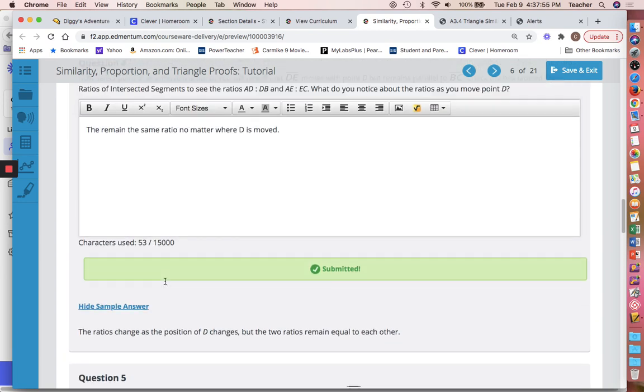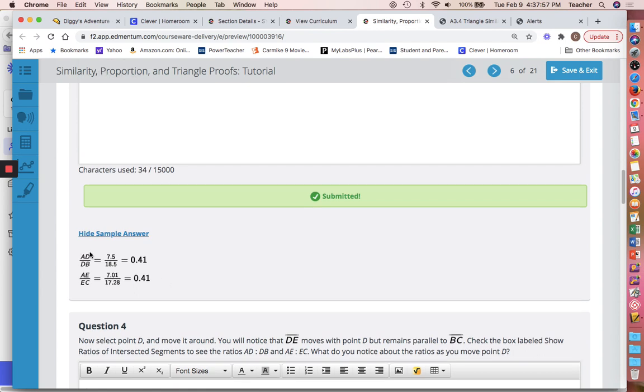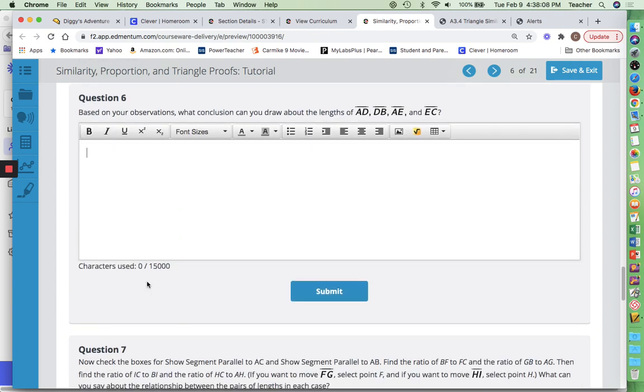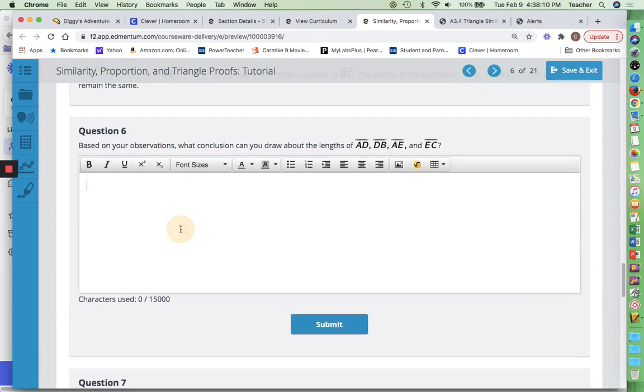AD, DB. Let's move it back up here. AD, DB, when I divide them, I get 0.41. AE, EC, when I divide them, I get 0.41. So they remain proportional because they're the same ratio. I'm not sure what else I can say. It's asking the same question.